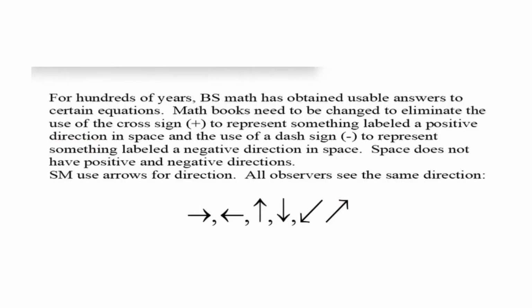For hundreds of years, BS math has obtained usable answers to certain equations. Math books need to be changed to eliminate the use of the cross sign to represent something labeled a positive direction in space, and the use of a dash sign to represent something labeled a negative direction in space. Space does not have positive and negative directions. SM uses arrows for directions. All observers see the same direction.